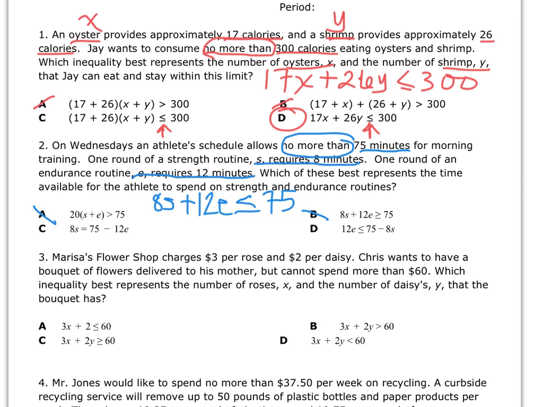It's saying D, based on process of elimination. Well, is D the same equation? Let's see. If I subtract 8S, because this has 12E by itself, then we've got 12E is less than or equal to 75 minus 8S. Is that the same? Yes, it's the same equation. There we go. So D is the correct answer.